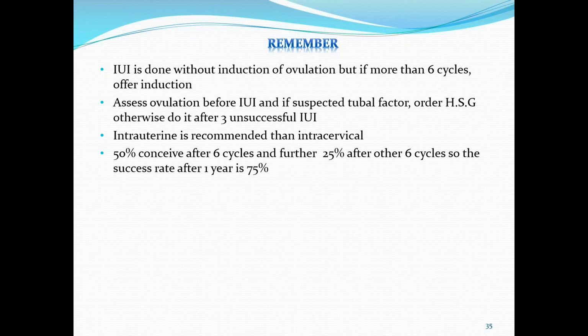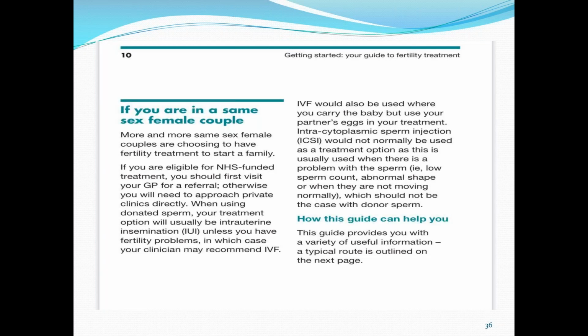Intrauterine is recommended over intracervical because it's associated with higher pregnancy rates, and you can counsel the patient and tell her that 50% will succeed to have pregnancy after 6 cycles, and a further 25% after the other 6 cycles. So the success rate will be 75%, three quarters, after 1 year.